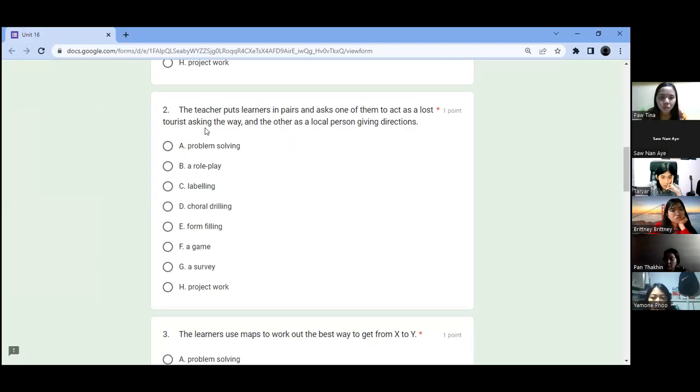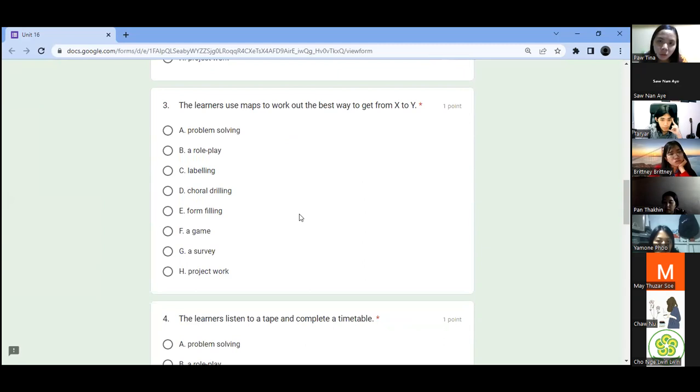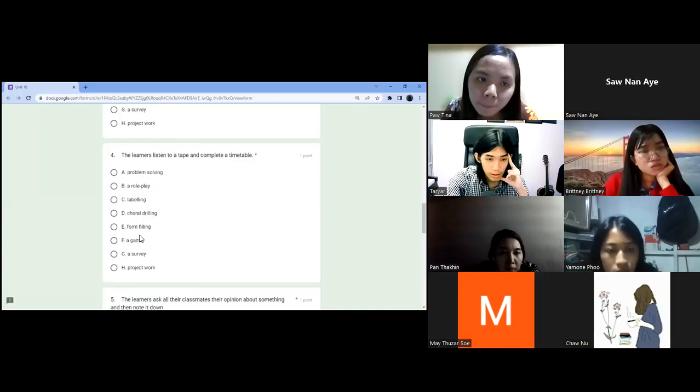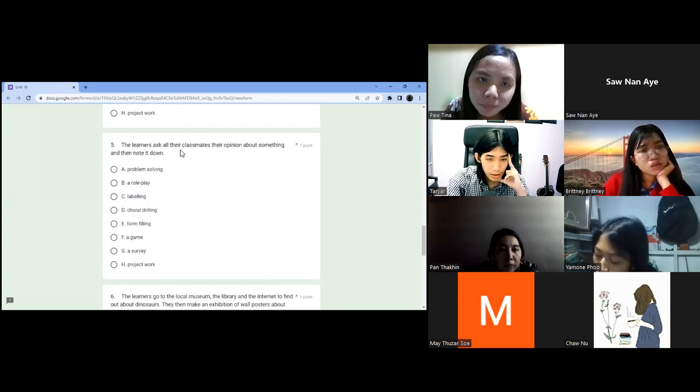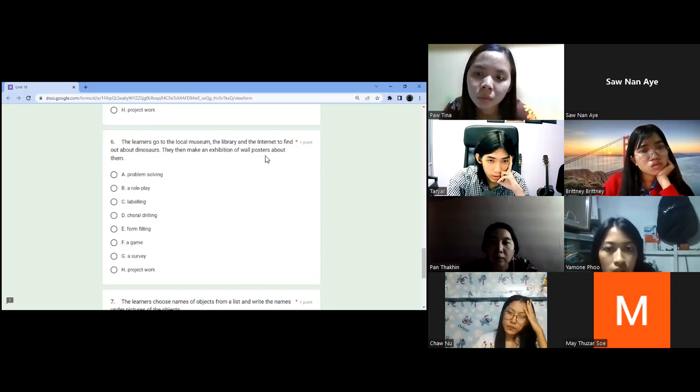Act as a lost tourist, is get away. This is role play. Role play, yes. B. The learners use maps to work out the best way to get from X to Y. Problem solving. The learners listen to the tape and complete a timetable. It is form filling. Yes. The learners ask all their classmates their problems about something and then note it down. It's survey, I think. Learners go to the, what picture about them. Project work. Yes.